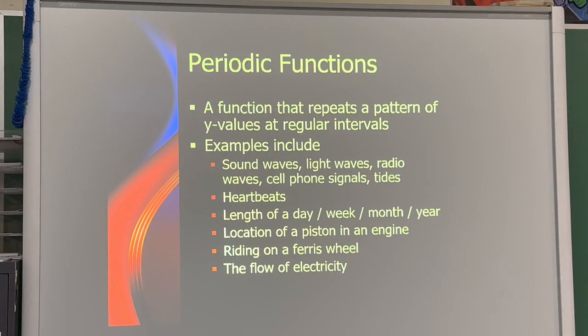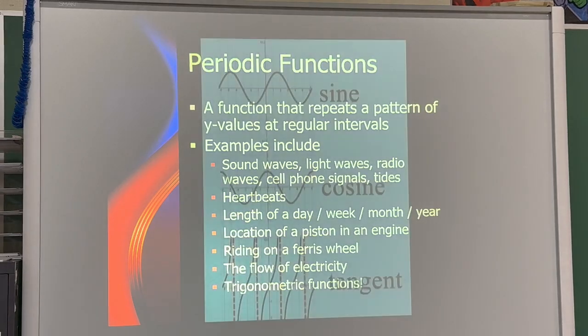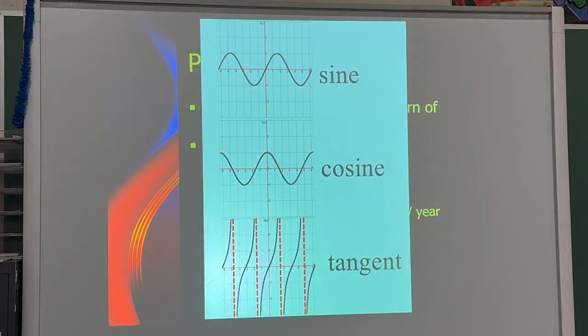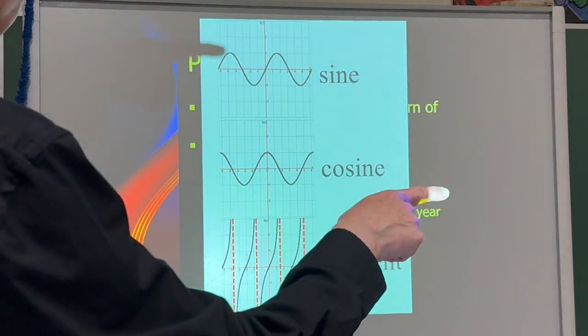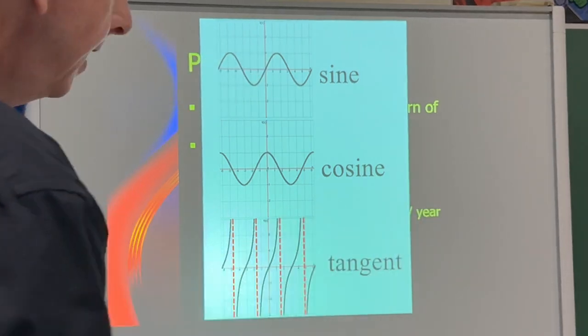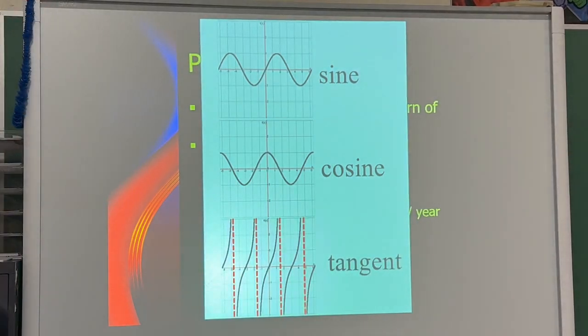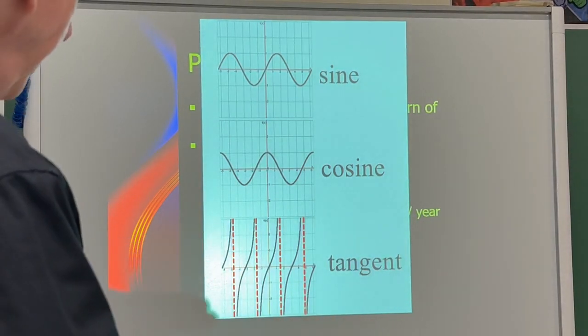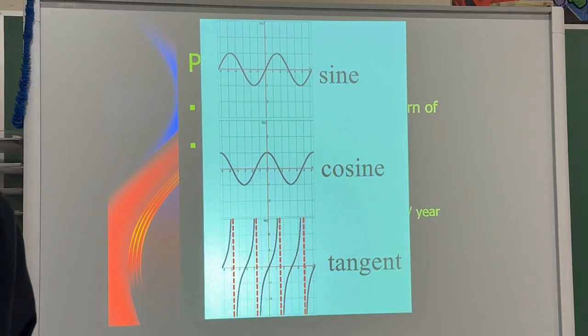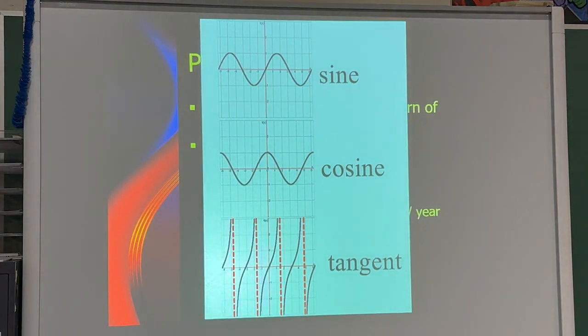Flow of electricity. If you go plug something in, there's already electricity waiting for you because it's constantly flowing in a wave. It's periodic. And trig functions are periodic also. Here are some examples. Sine, you'll notice the same height at regular intervals. Same with cosine. Same with tangent. Oh my, look at all those asymptotes there at regular intervals.